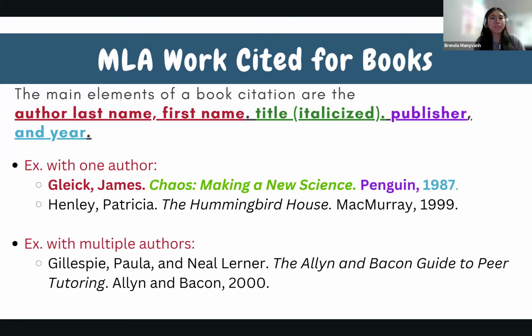Okay, so for works cited citations for books, you're going to be following the main elements: author last name, followed by the first name, title, which is italicized, publisher, and year. So underneath, I have an example with just one author where I color coded it so you could compare it to the elements at the top. So I have the author's last name, then first name, and then the book title, Chaos: Making a New Science, in italics, the publisher, and then the year.